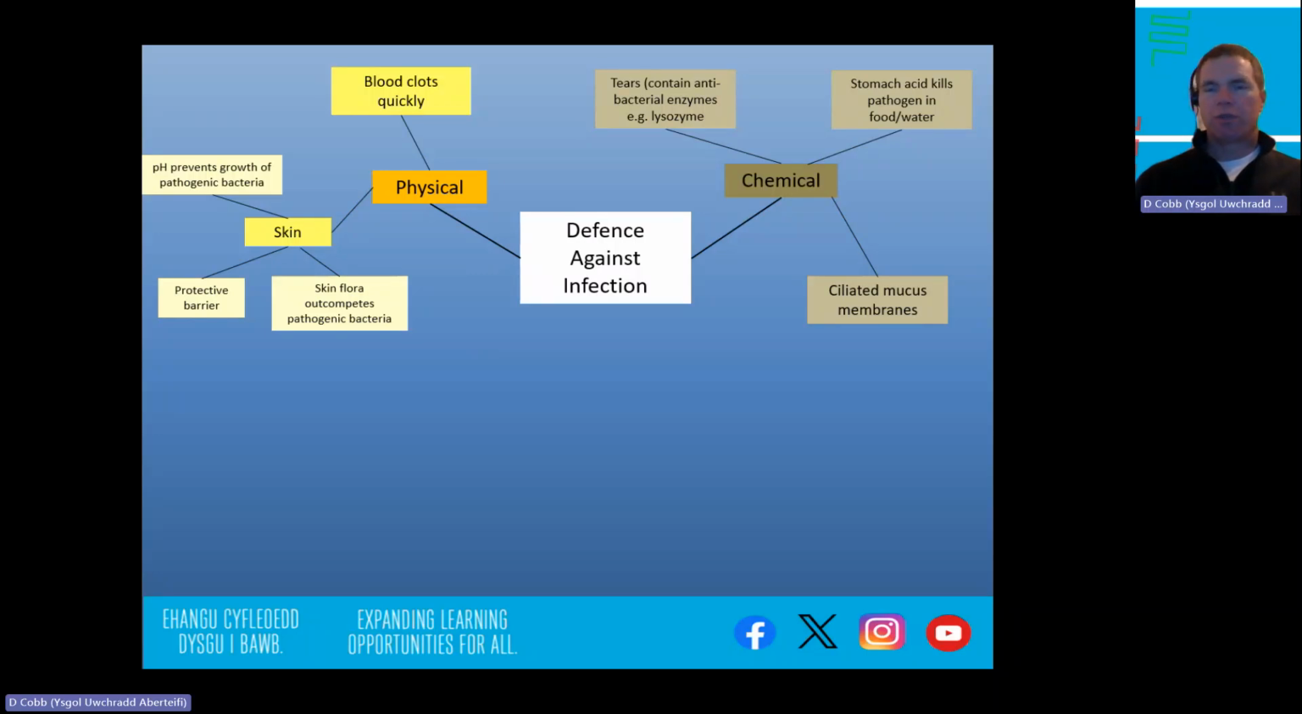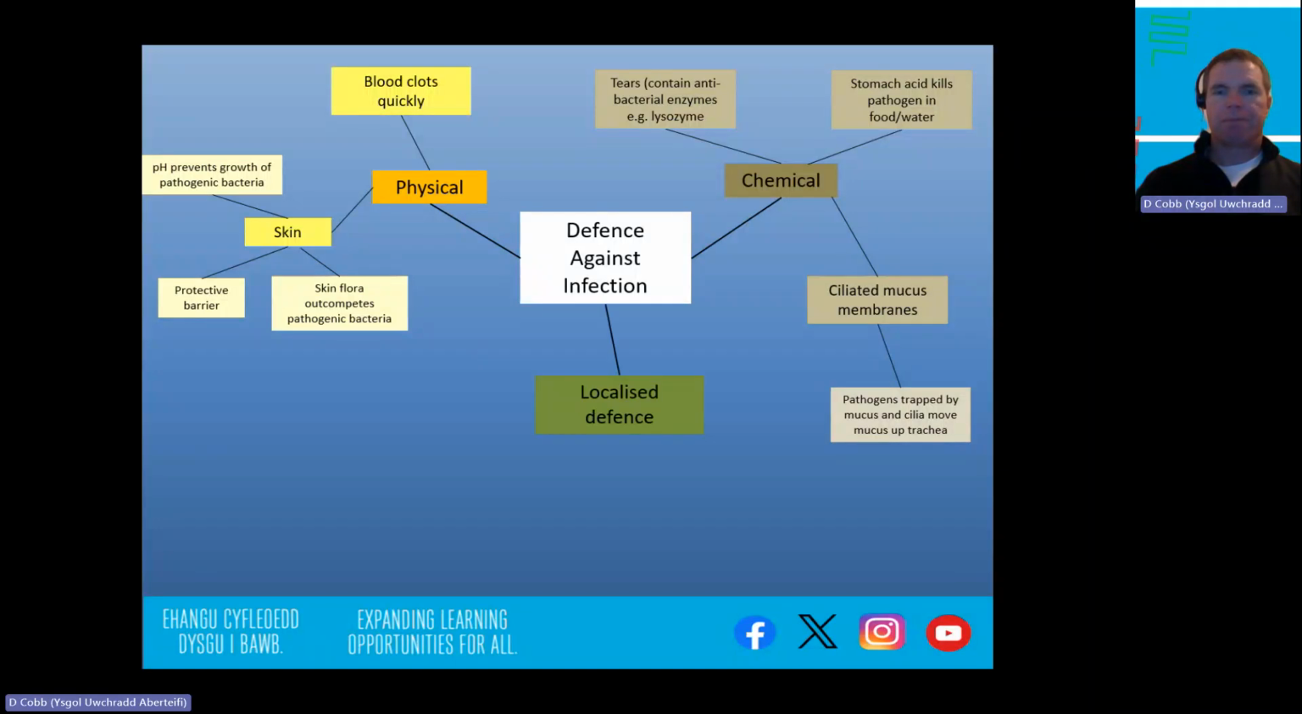And the mucus that's produced by these cells lines the trachea, so any dust or microorganisms, including pathogens, if they enter the body, will often get stuck in this mucus, and then the cilia move that mucus back up to the mouth, where it can either be swallowed or gotten rid of that way. So pathogens are trapped by mucus, and then the cilia move the mucus up the trachea.